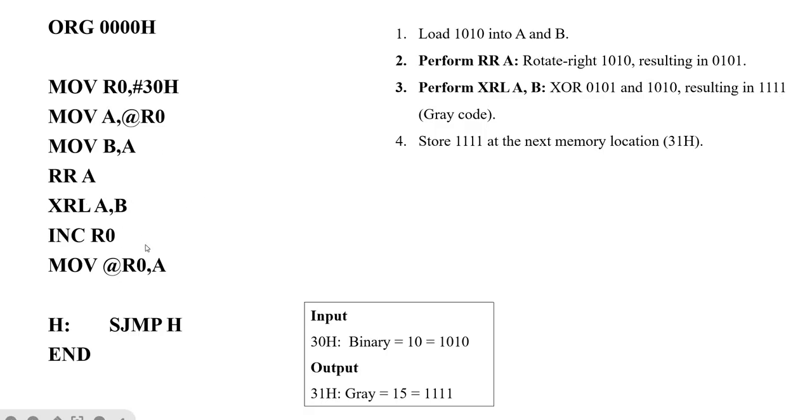After that, you have to increment R0. Then you have to store this value, that is 1111, at the next memory location, which you have got after incrementing R0, that is 31h. So you have to give the input at memory location 30h, that is 1010, and the output you will be getting at the 31st location. So the output will be 1111.